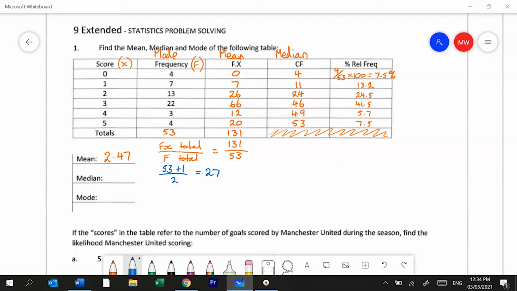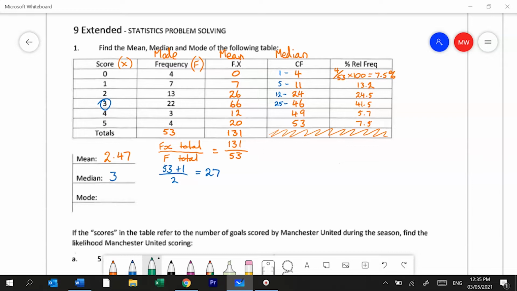So we turn to our cumulative frequency column here, and in this first one, it's the first to the 4th score that happens here, the 5th to the 11th that happens here, the 12th to the 24th score that happens here, and then the 25th to the 46th score that happens here. So it's going to happen in that column. If you scan back over and look at the score, it is 3.